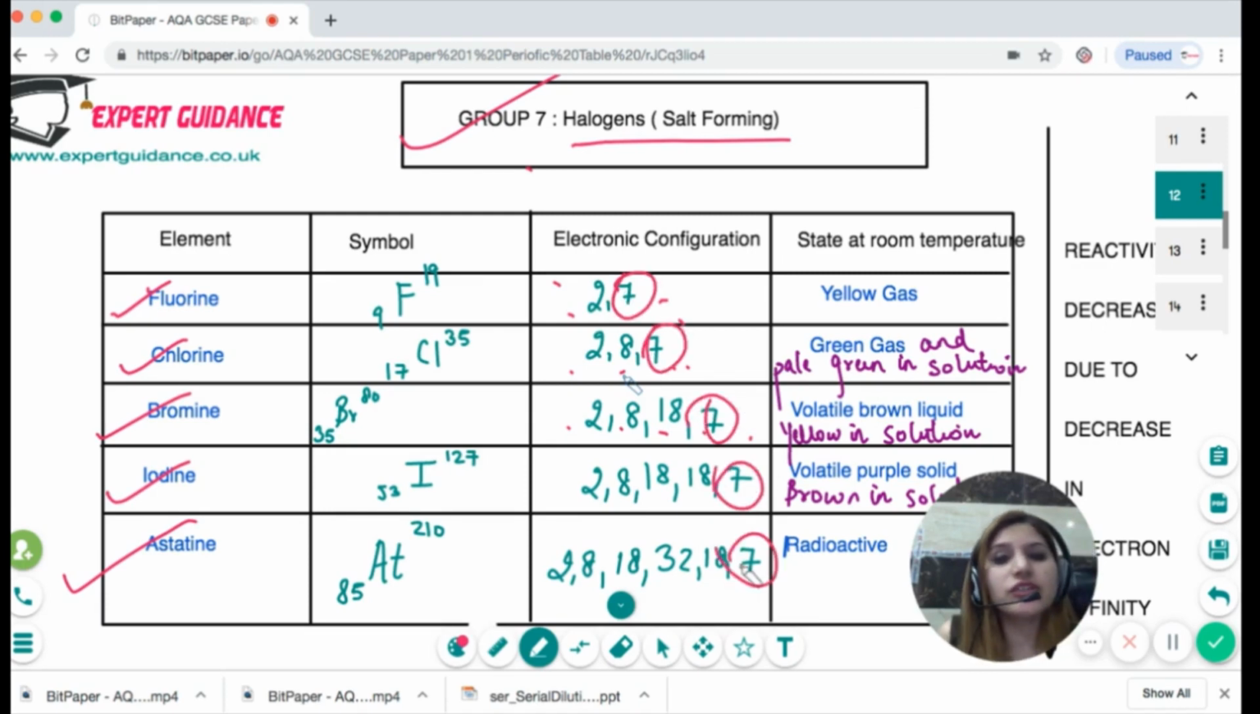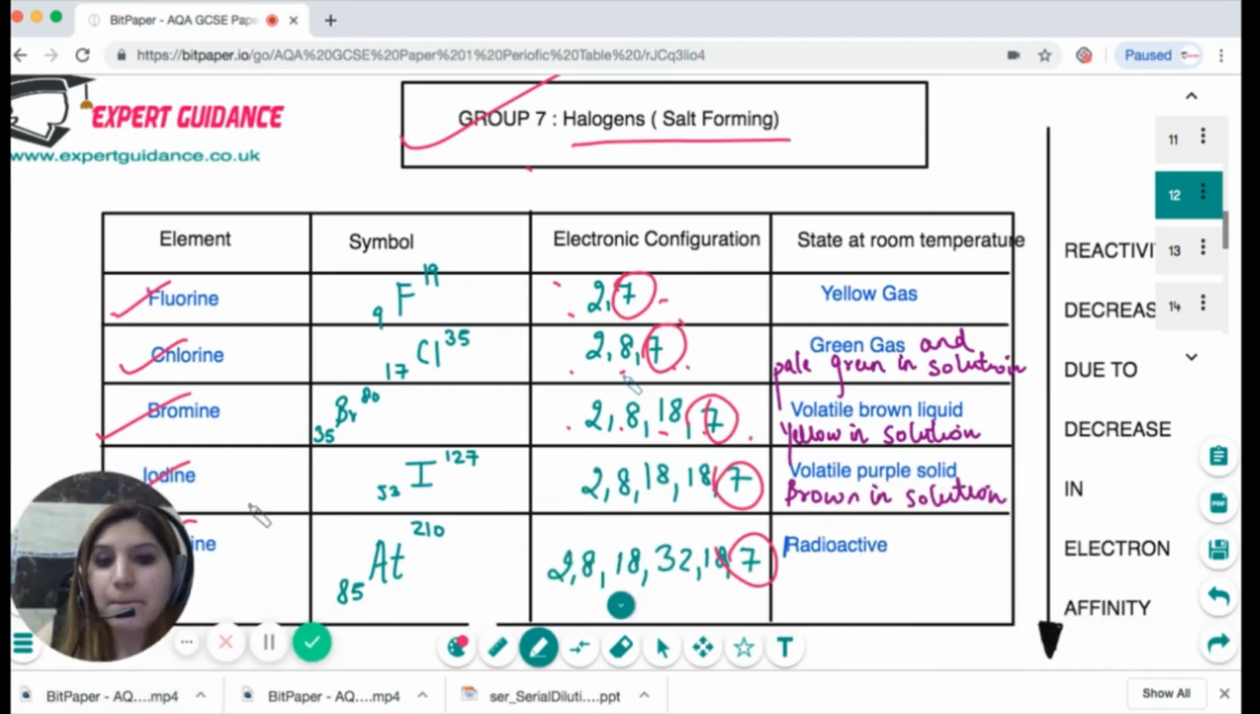Now you also need to know the physical state, like how they look at room temperature and how they look in solution. Fluorine is a yellow gas, chlorine is a green gas, and if there's any reaction that results in the formation of chlorine in a solution, then it will give a pale green color. Bromine is a volatile brown liquid, but if bromine is in the form of bromine water, it will be a yellow colored solution. Iodine is a volatile purple solid, but if it is in solution, it will form a brown solution. And astatine is a radioactive halogen.